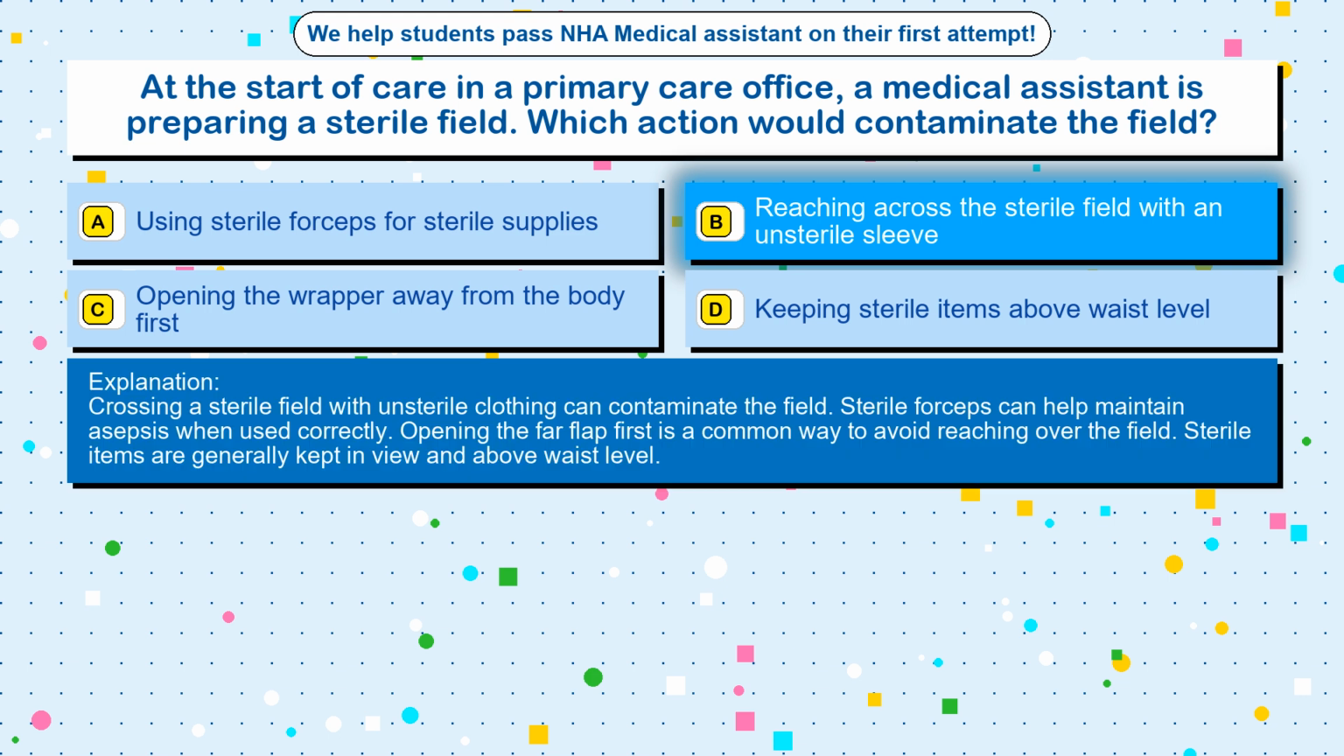Crossing a sterile field with unsterile clothing can contaminate the field. Sterile forceps can help maintain asepsis when used correctly. Opening the far flap first is a common way to avoid reaching over the field. Sterile items are generally kept in view and above waist level.